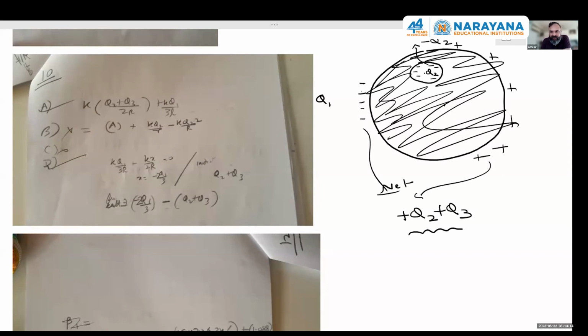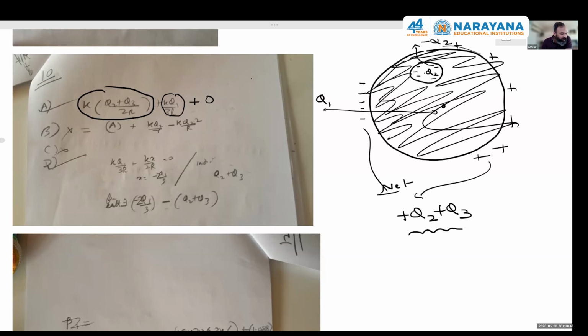I said at the center of the sphere, even after non-uniform distribution, the total potential will be K(Q2 plus Q3)/2R. And then I have written the contribution because of Q1 at the center. And what about these guys at the center? These will have a 0 contribution there. Why? Because by the property of conductors, the charges present inside the cavity of a conductor and on the inner surface cannot produce any field or potential outside their domain. So that contribution was 0, simple.